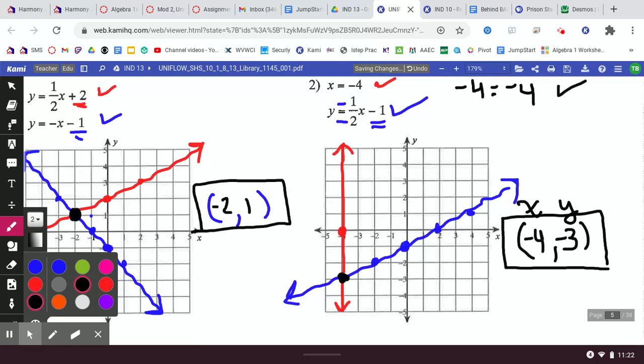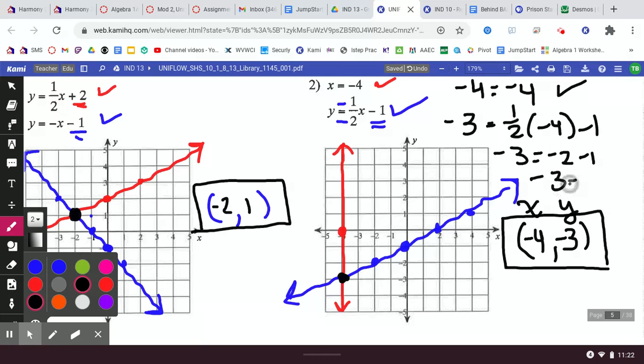Now if I plug it into my second one, for my y, I plug a -3 in, and I get 1/2 times -4 minus 1. So -3 equals 1/2 of -4, which is -2, minus 1, and then -2 minus 1 is -3. -3 equals -3. I get another true statement. So that one point on the graph is the only point on the whole system that if I plug it into both equations, I get a true statement.